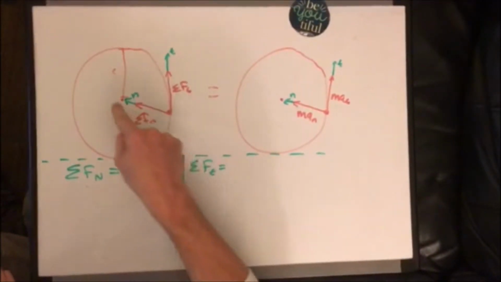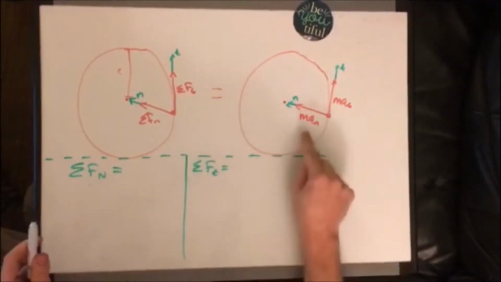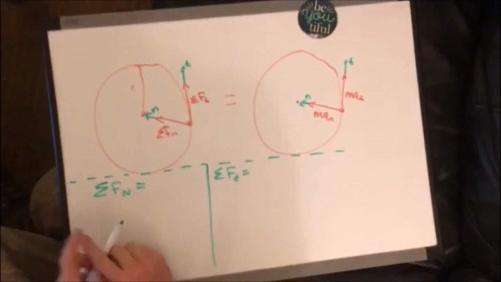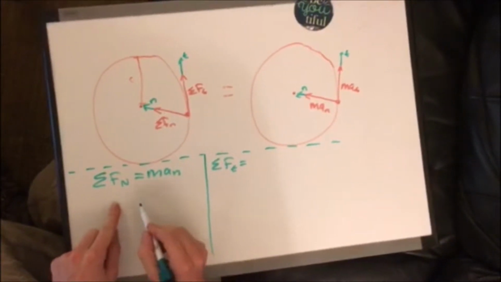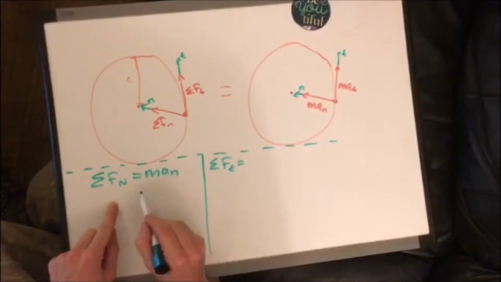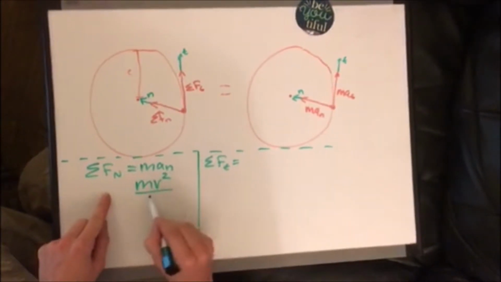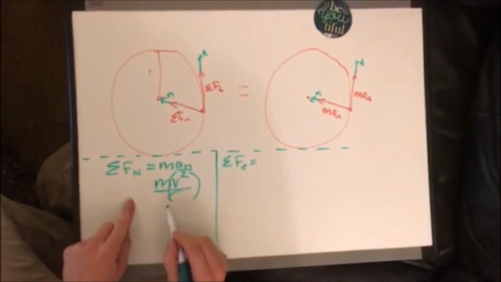Here, I showed the n-axis and the t-axis. If I resolve these into their components, I get m a sub n and m a sub t. If I take the sum of the forces in the n direction, I can show that the total force in the normal direction is equal to m v squared over r, as a sub n is equal to v squared over r.